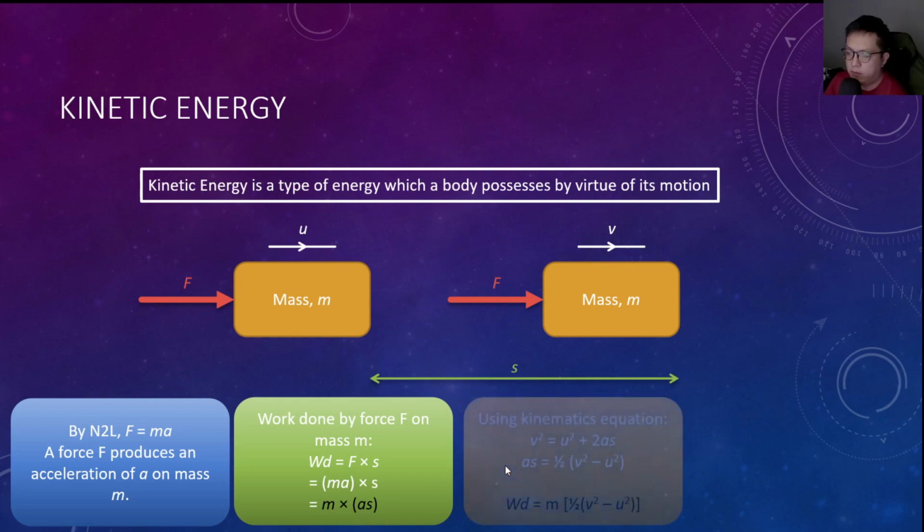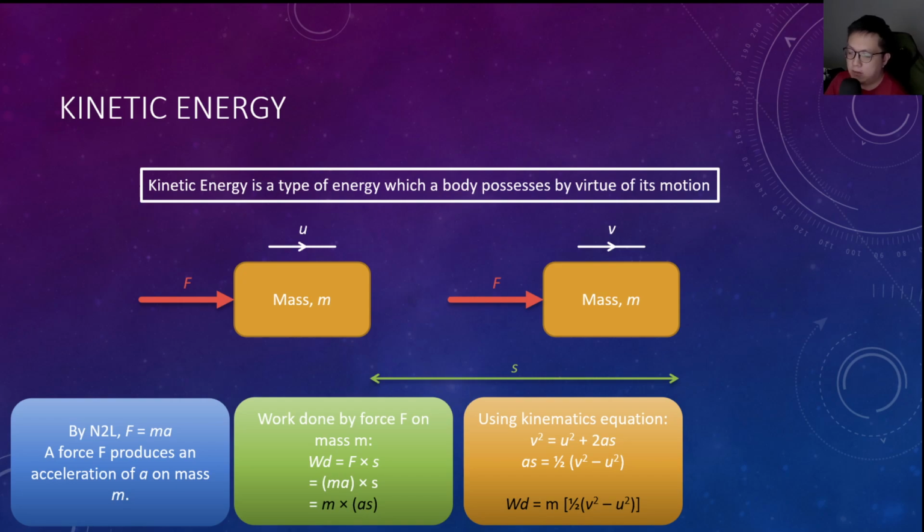And if you remember your kinematics equation, I have v squared equals to u squared plus 2as. What I'll do is that I'll rearrange this equation to make as the subject. So I get as equals to half times v squared minus u squared. Take this as value and throw into this equation here. So sub into this equation here. So I have work done equals to m times half times v squared minus u squared. So we are getting very, very close to the actual equation now.